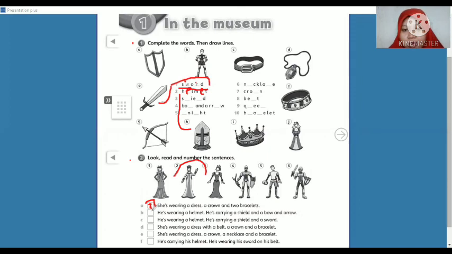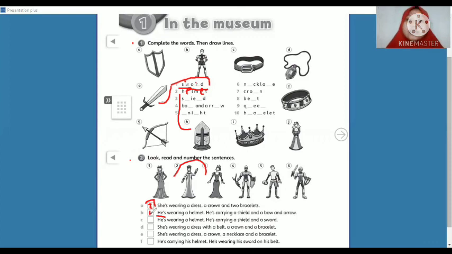Okay, and let's see B. He is wearing a helmet. He's carrying a shield and a bow and an arrow. Okay, after you find the picture like these sentences, you should write down the number here.